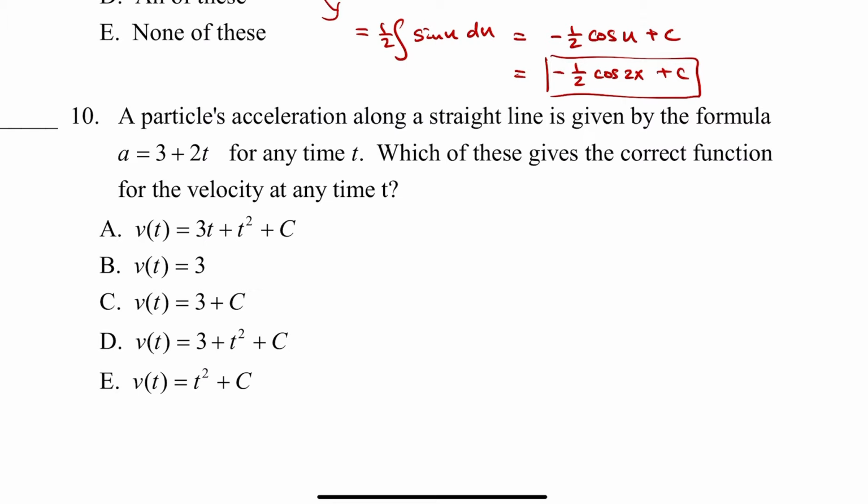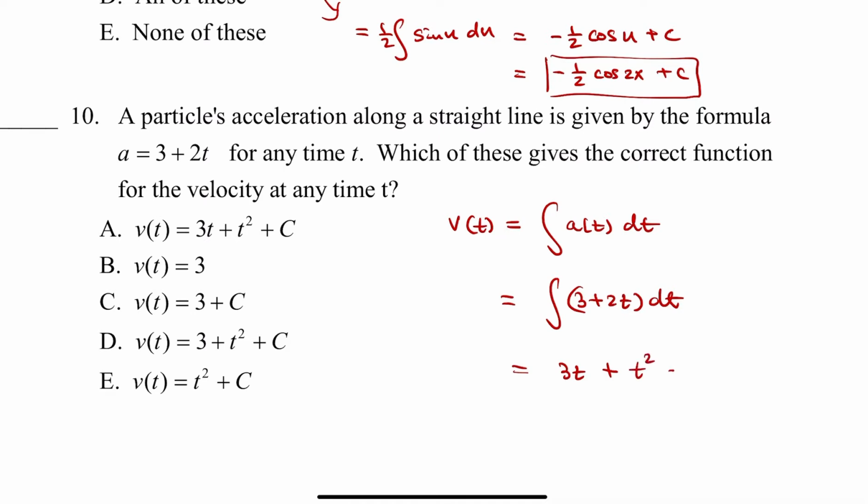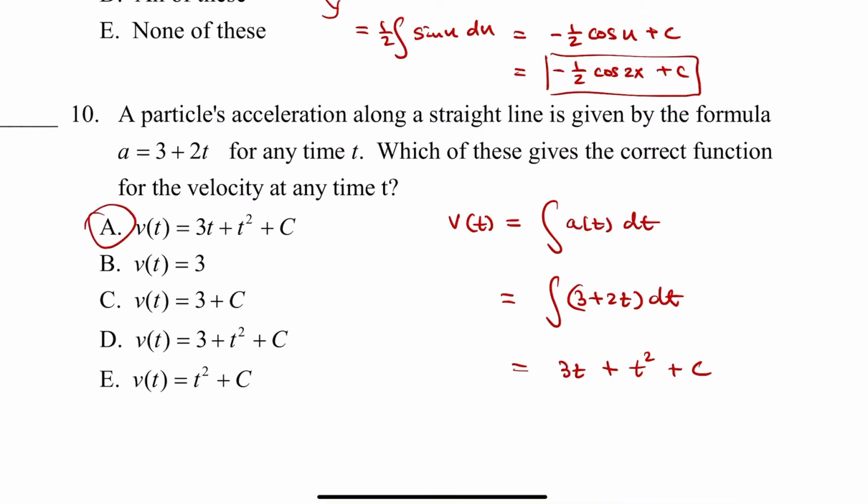So we know your velocity is the integral of a of t dt, so just integration of that given function. So the integral of 3 plus 2t dt. When you take the integral individually, 3 becomes 3t, 2t becomes t squared, plus c. So for the answer, A will be the right answer.